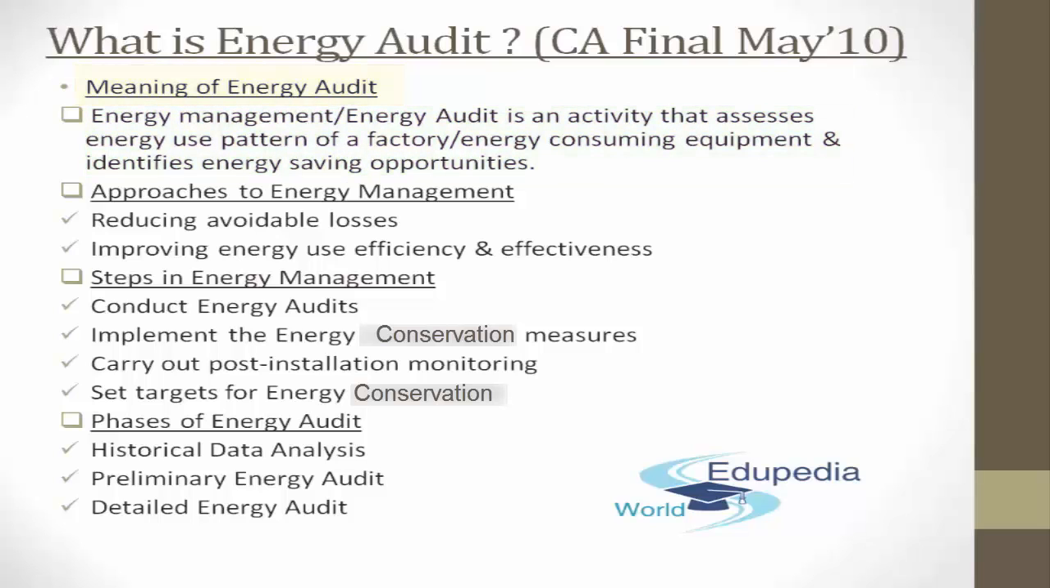Now the next thing would be about the approaches. So what are the possible approaches for energy management? You yourself know it very well, guys. First, reduce all kinds of avoidable losses. Repeat after me: reduce avoidable losses, all kinds of losses that can be avoided. Simple. So that should be number one. Number two, improve energy use efficiency and effectiveness. Simple.